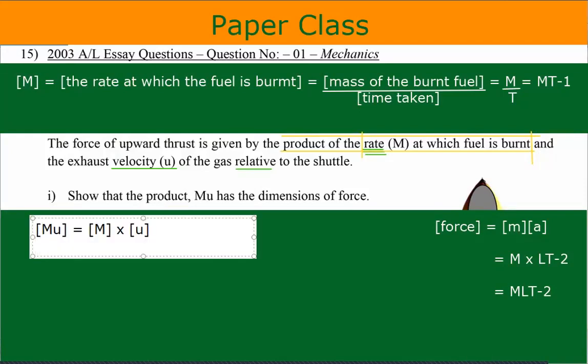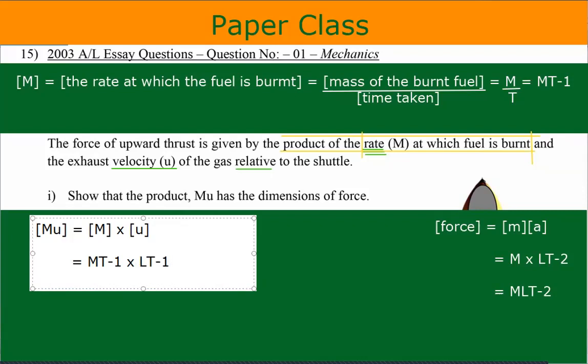Dimension of capital M. Capital M is the rate at which the fuel is burned. We have found it. The dimension of capital M we found as M T to the power minus 1. I just write M T minus 1 into U. The dimension of U: velocity is a velocity, so the dimension of velocity is L T minus 1, L T to the power minus 1.